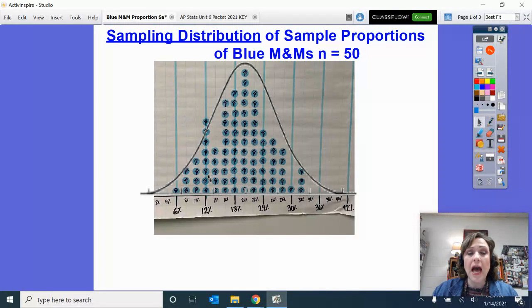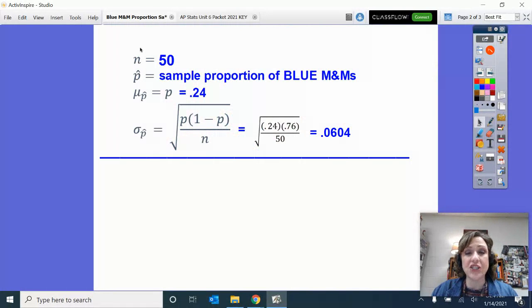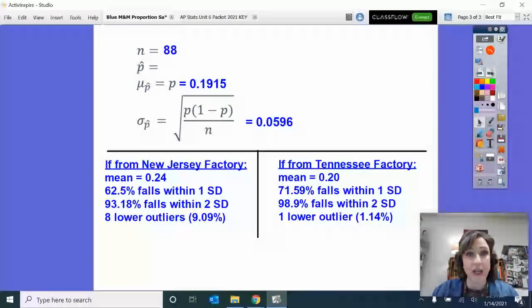Now, when we do hypothesis testing, we don't have the luxury of taking many, many samples. We just take one and then infer conclusions from that one. So let's talk about our data set and some things that we know about it. Here were the facts. If it came from the New Jersey factory, then it would have been centered at 24% with a standard deviation of 0.06. But here's what our data did. We had 88 samples, and a p hat was a proportion of 50 M&Ms that were blue.